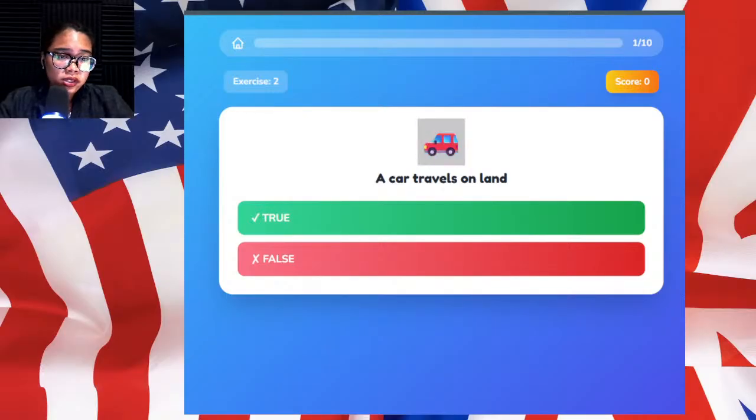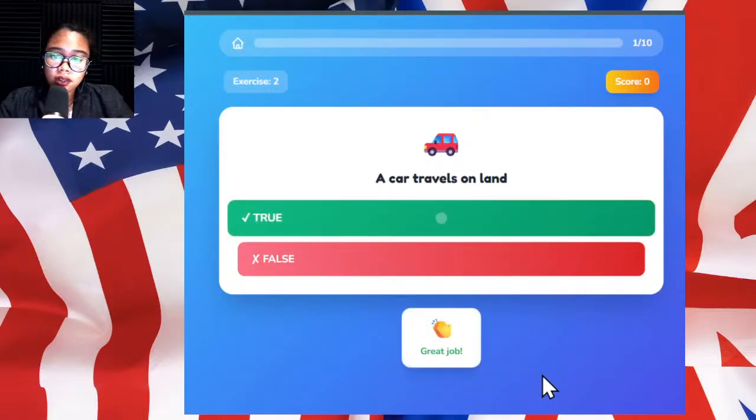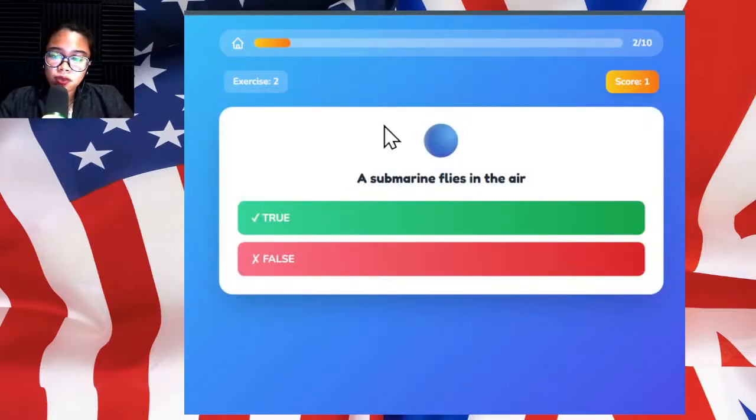Again, you can always use the chat box to answer. Okay. I am constantly checking the chat box so as to recognize or acknowledge your answers. Okay. Again, a car travels on land. Is it true or false? This is, of course, true. It travels on land. The car travels on land. Okay, great job. Let's move on to the next one.